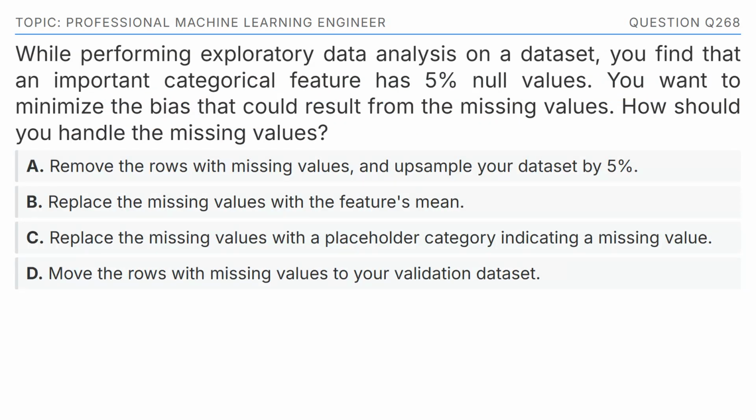While performing exploratory data analysis on a dataset, you find that an important categorical feature has 5% null values. You want to minimize the bias that could result from the missing values. How should you handle the missing values? The options are: Option A, remove the rows with missing values, and upsample your dataset by 5%. Option B, replace the missing values with the feature's mean. Option C, replace the missing values with a placeholder category indicating a missing value. Option D, move the rows with missing values to your validation dataset.